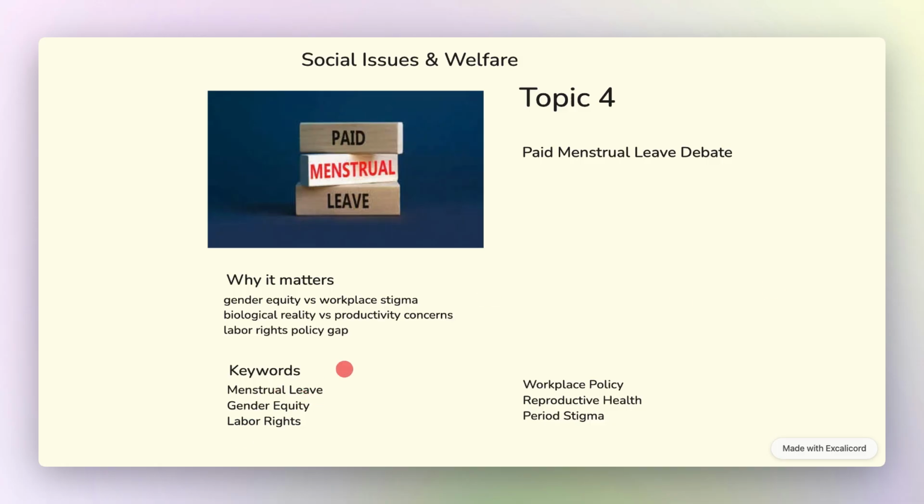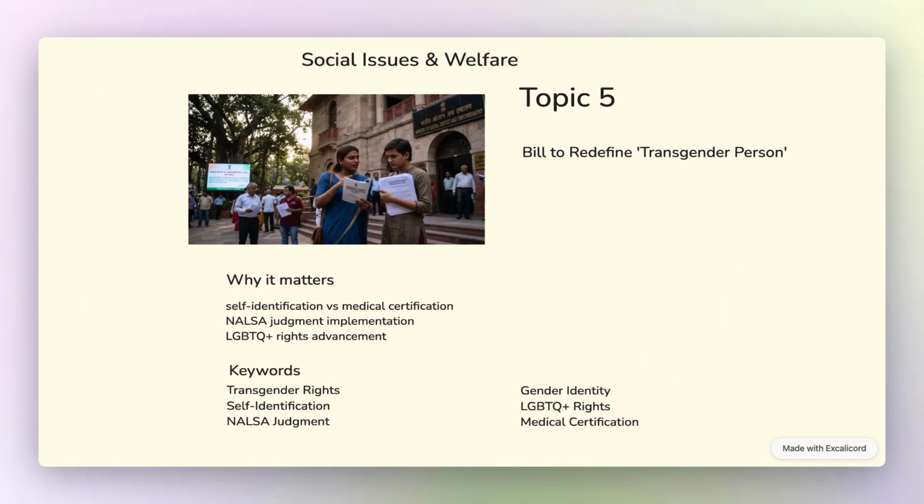So, menstrual leave is paid time off work during menstruation for managing period pain. Gender equity is equal treatment and accommodation for women's biological needs. Labor rights are workers' entitlements, including leave, wages, and working conditions. Workplace policy is employer rules governing attendance, leave, and employee benefits. Reproductive health: medical and social issues related to menstruation and childbearing. Period stigma: social taboos and discrimination related to menstruation.